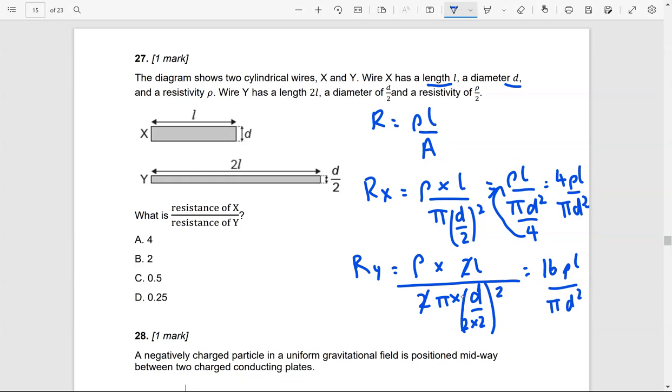Okay, so let's cross out the pi's because they're constants. We don't need them. And we can cross out the rho L d squared, rho L d squared. So we have Rx is proportional to 4 and Ry is proportional to 16. So Rx to Ry, 4 over 16 is 1 over 4, which is 0.25. So D.